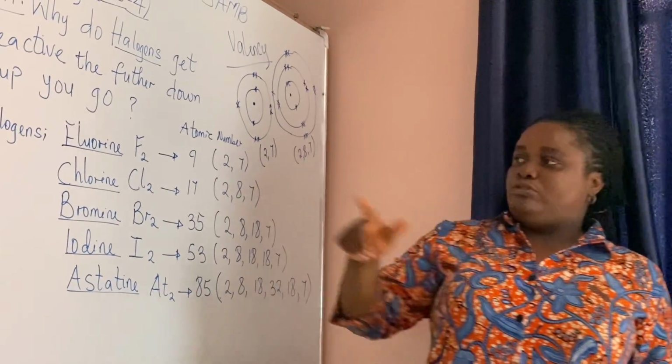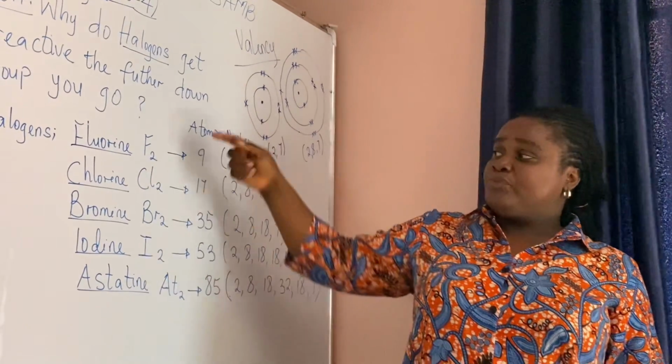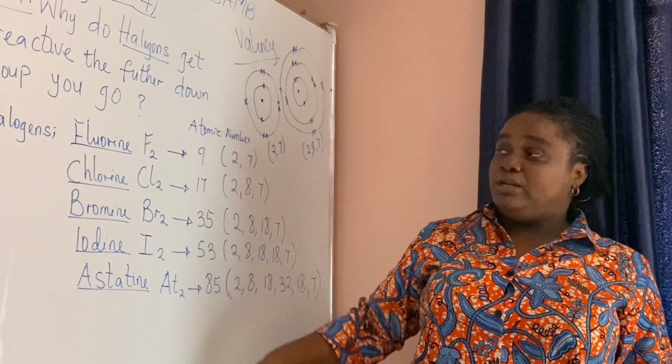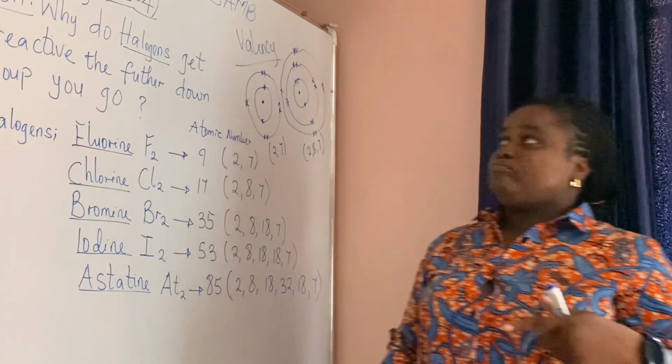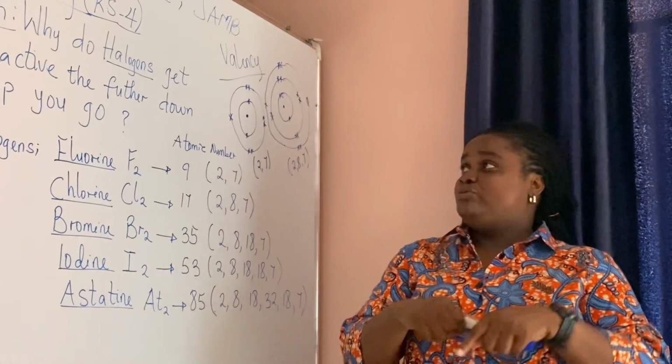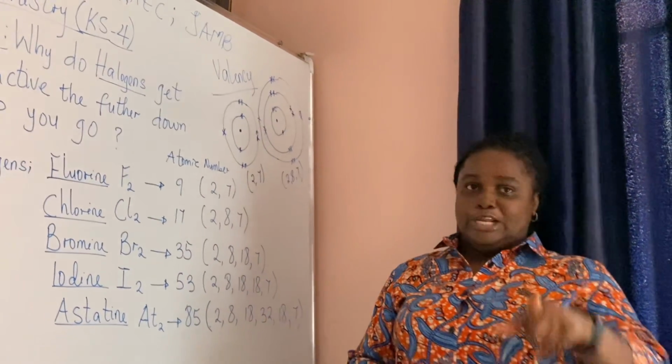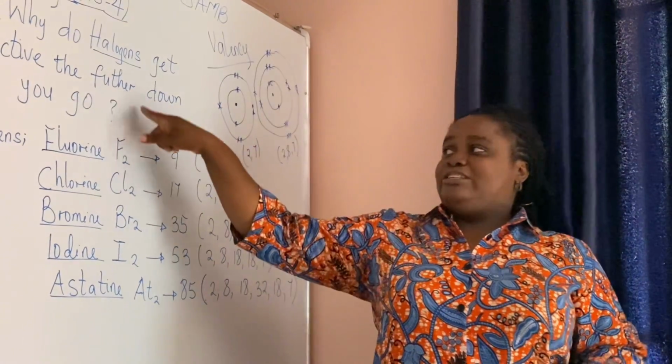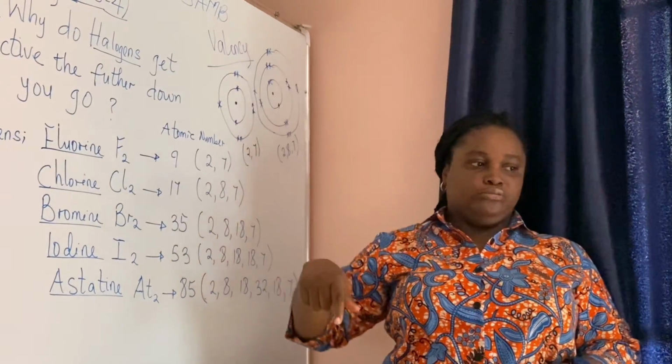What are you going to take note of? Take note of this arrangement, and take note of the chemical formula and the chemical symbol of these elements. Until I meet you again, go and practice these things and know why halogens get less reactive the further down the group you go. Bye for now.